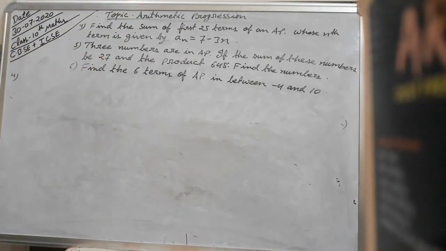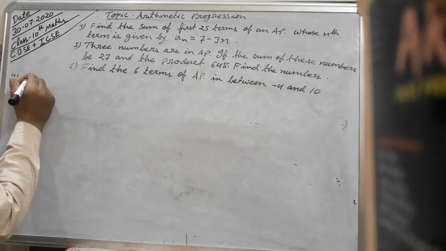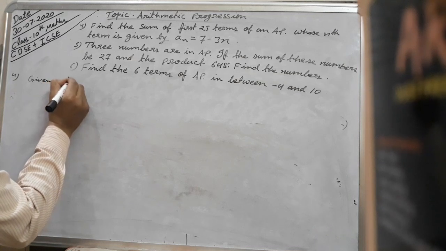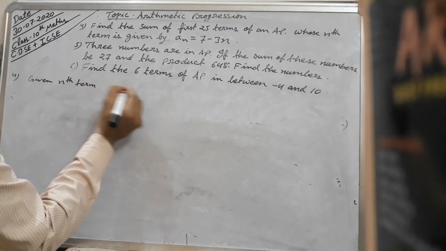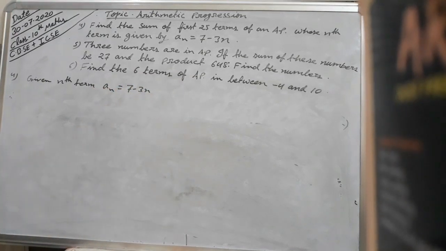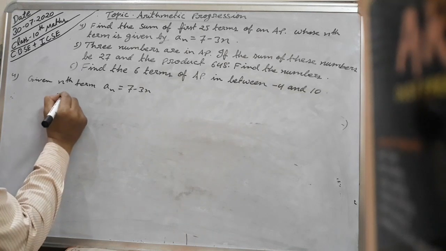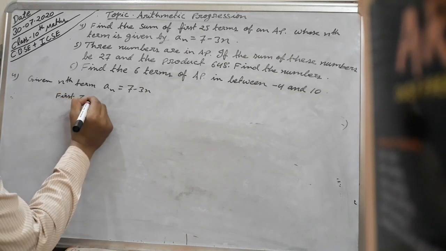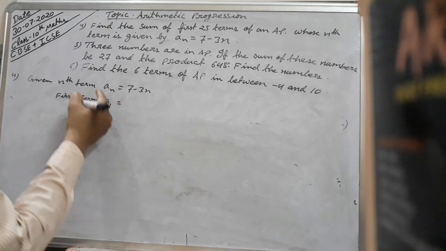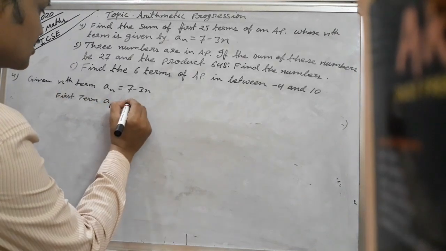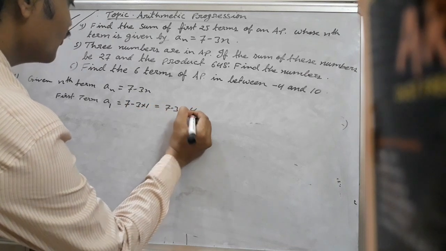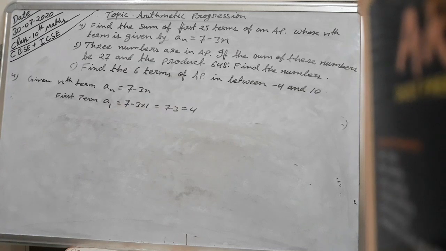Now, what is the nth term given? Given nth term, that is an is equal to 7 minus 3n. Now the first term, with the help of this nth term only you will get the first term. What is the value of n here? 1. Keep the value of n is equal to 1. Now 7 minus 3 into 1, you will get 7 minus 3 is equal to 4. You will get the first term, a1 is equal to 4.